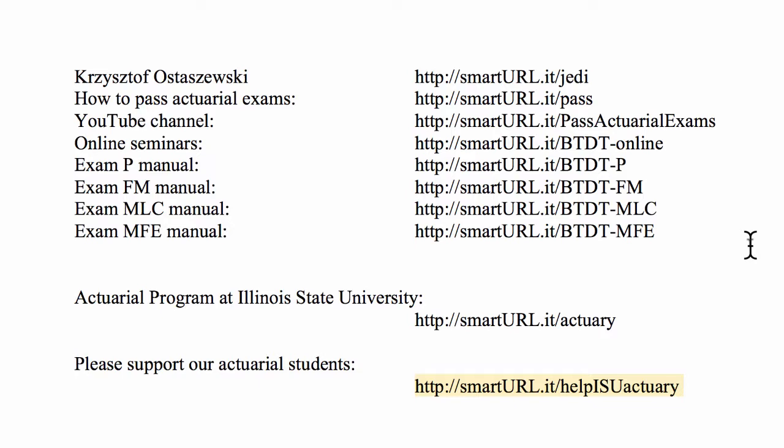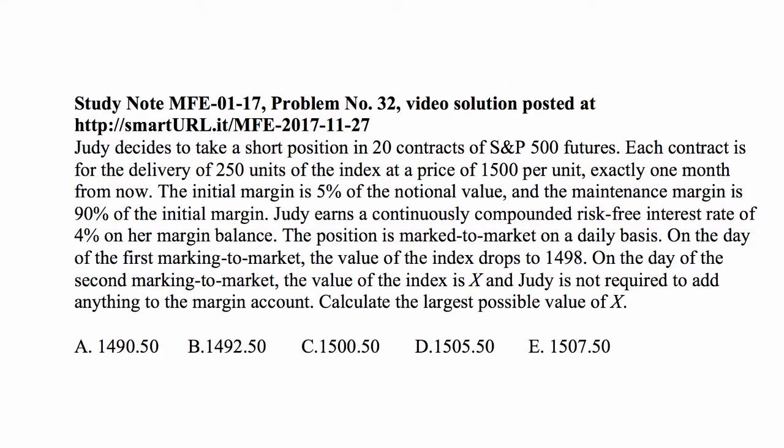This is a problem for exam MFE. Judy decides to take a short position in 20 contracts of S&P 500 futures. Each contract is for the delivery of 250 units of the index at the price of $1,500 per unit, exactly 1 month from now. The initial margin is 5% of the notional value, and the maintenance margin is 90% of the initial margin. Judy earns a continuously compounded risk-free interest rate of 4% on her margin balance. The position is marked to market on a daily basis.